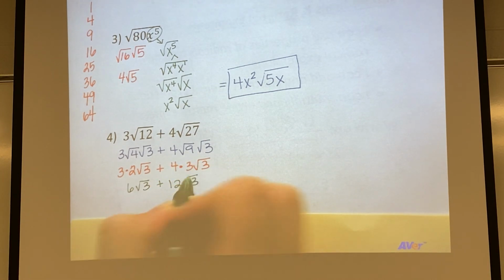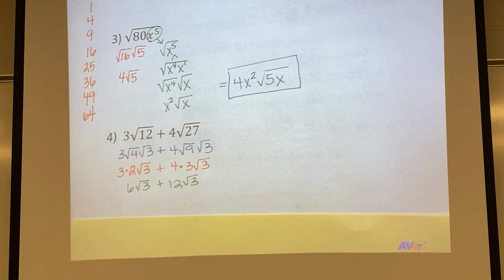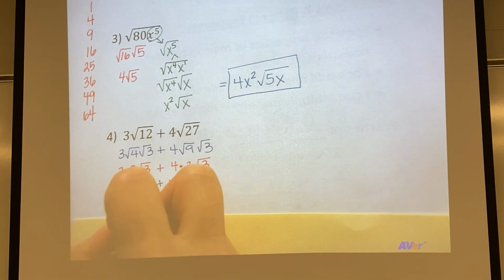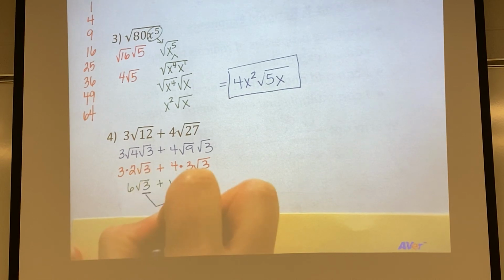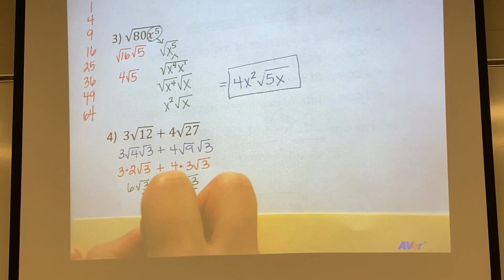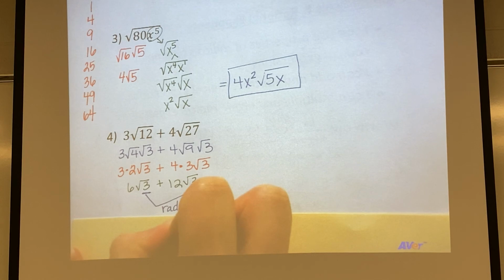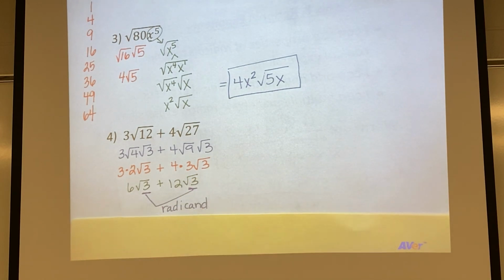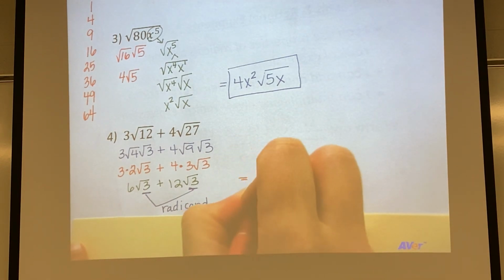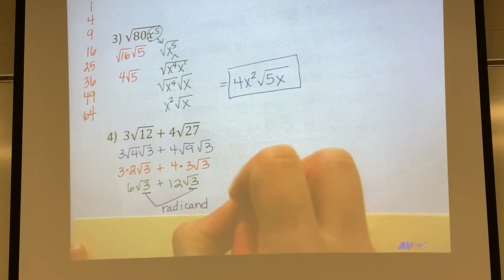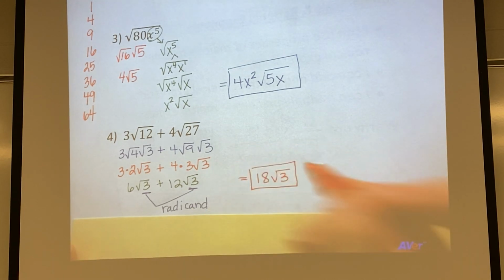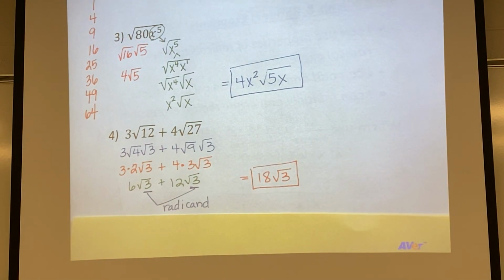So you'll notice now with our addition problem that the radicands are the same. They're both 3s. So this number is the same as this number, and that's called a radicand. Once they're the same, then we can add those outside numbers. So 6 plus 12 gives us 18, and you just keep the radical with that radicand, 18 radical 3, or 18 square root of 3.